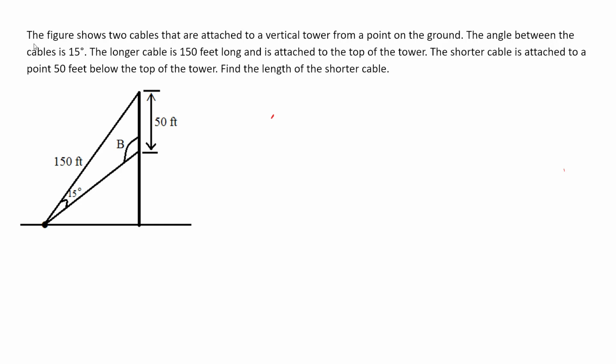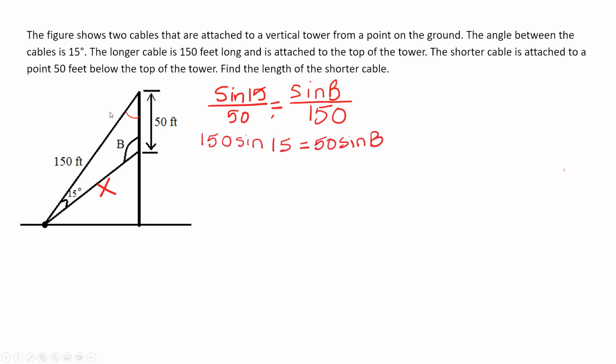So we want to find the length of the shorter cable, and we'll call that X. And before we can find out what X is, we are going to have to find the angle opposite X up here. We can actually use the law of sines because we have 50 feet for that short side, and the angle opposite that is 15. So we can say sine 15 over 50 is equal to sine b over 150, because 150 is opposite b. So if we find angle b, we can cross multiply. So if we divide by 50, we are going to get 3 sine 15 is equal to sine b.